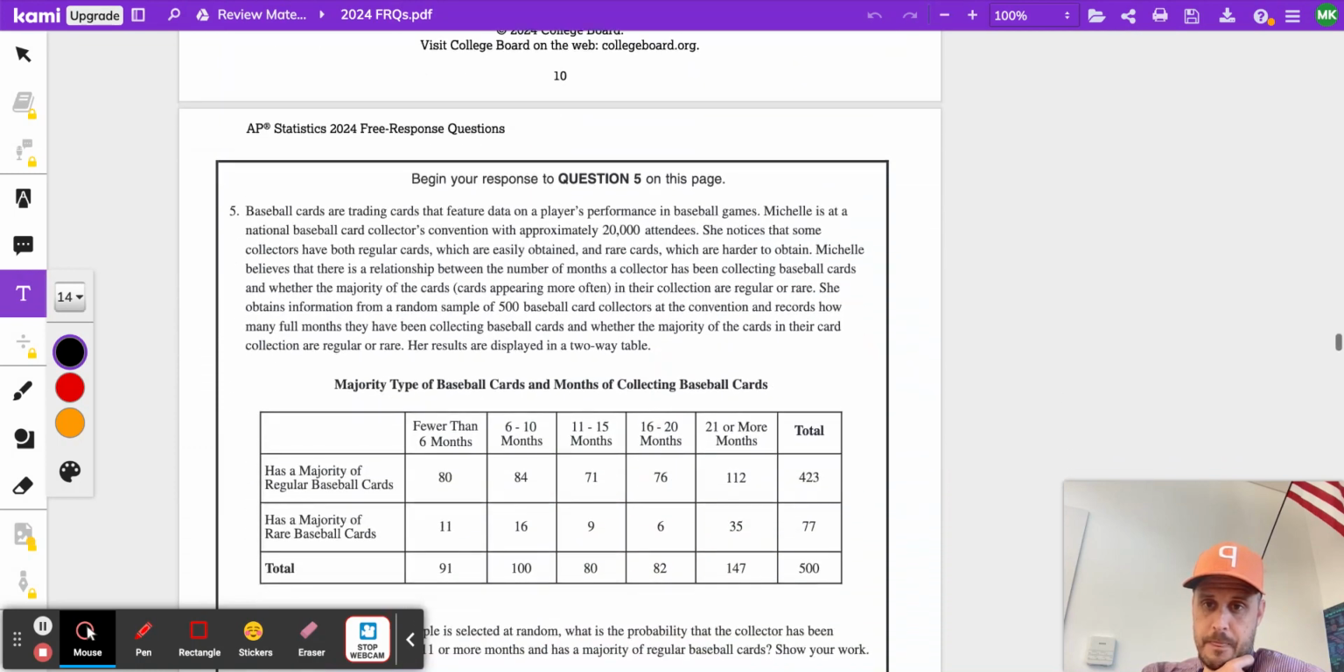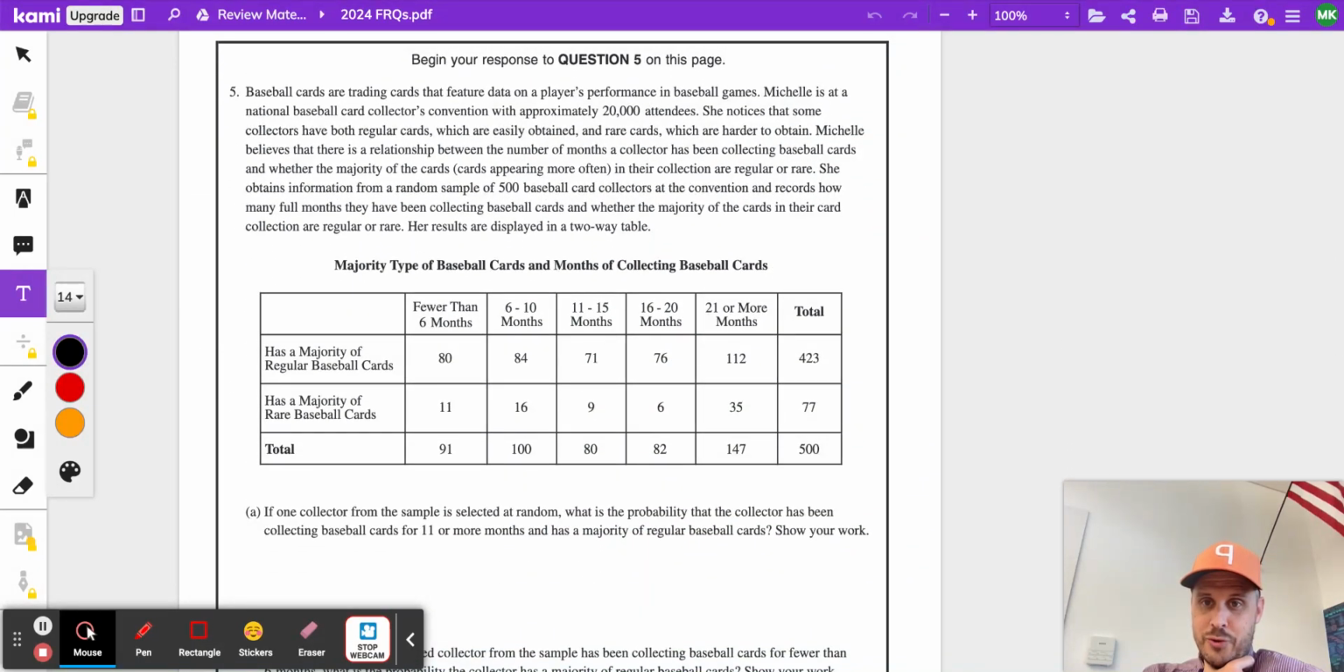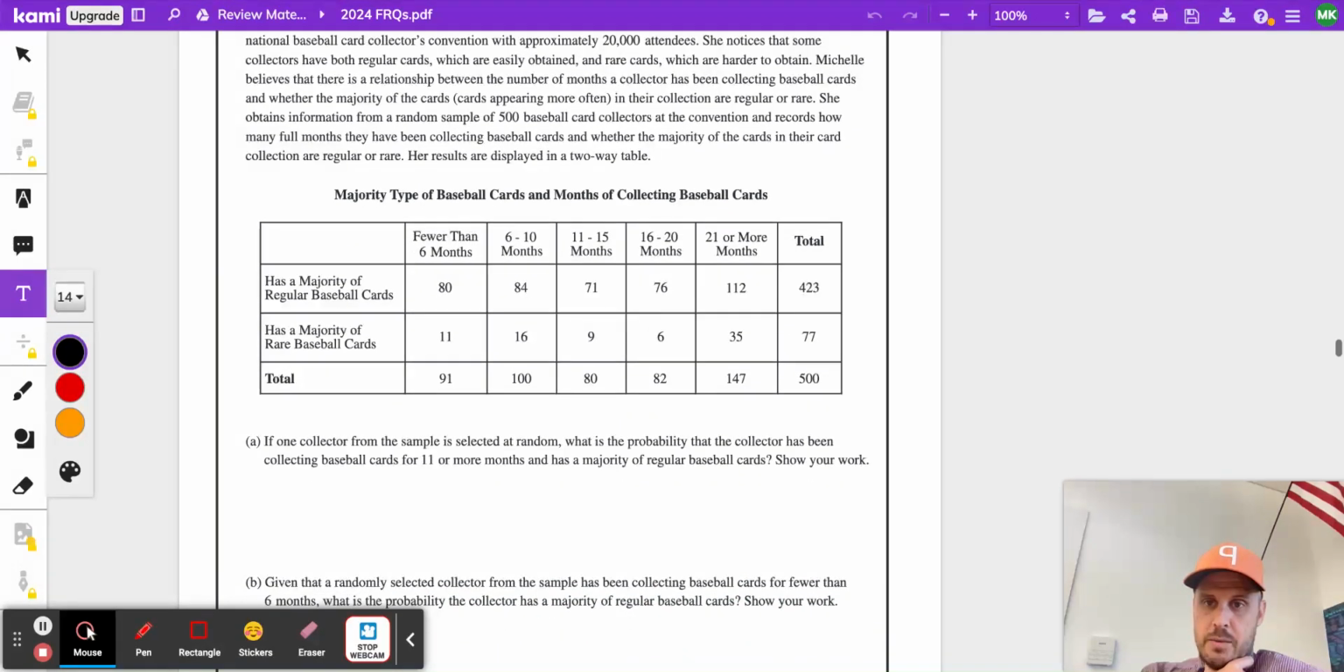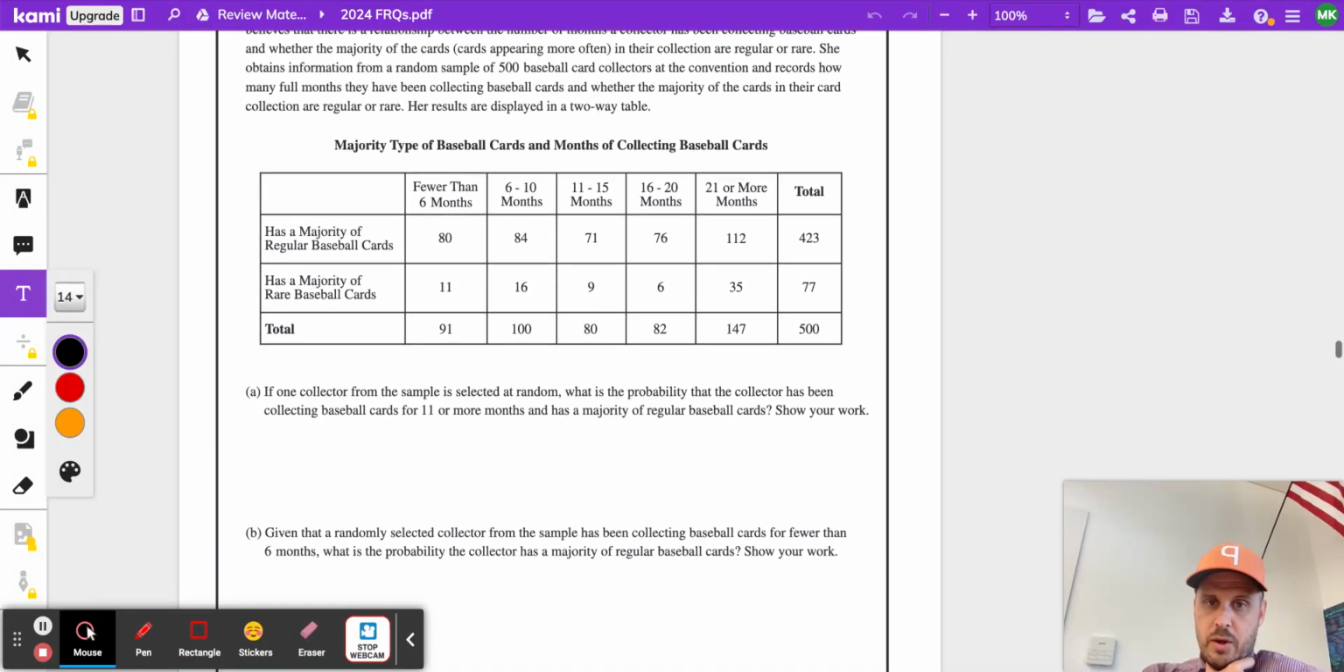Okay. All right. Baseball cards are trading cards, I used to collect those as a kid, that feature data on a player's performance in baseball games. Michelle is at a National Baseball Card Collectors Convention, 20,000 attendees. Some collectors have regular cards, which are obtained easily, and rare cards, which are harder to obtain. Michelle believes that there is a relationship between the number of months a collector has been collecting baseball cards and whether the majority of the cards are regular or rare. She obtains information from a sample of 500 baseball card collectors at the convention and records how many.